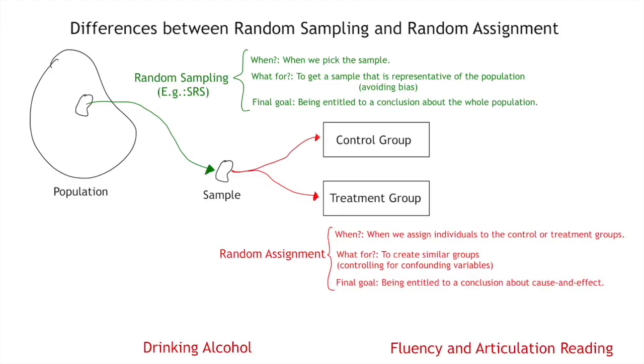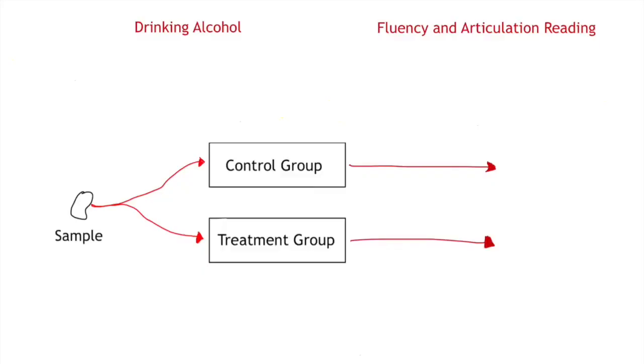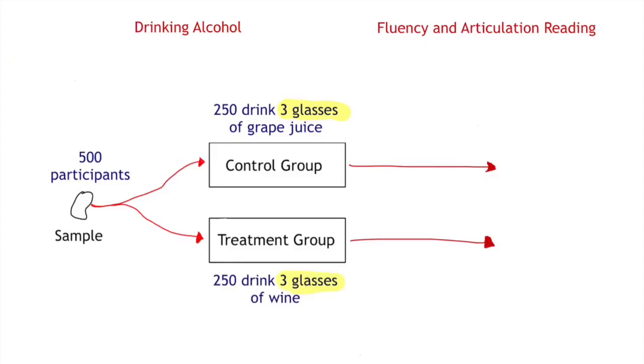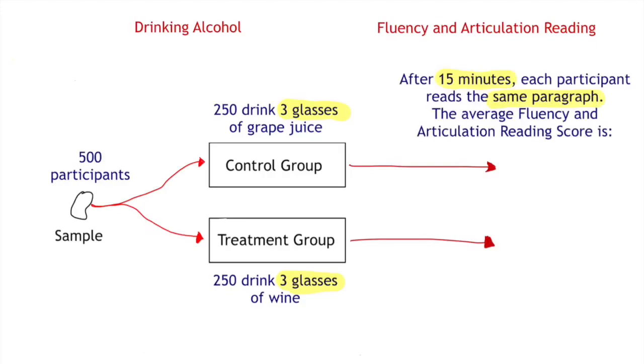Let's see this with an example. I will introduce the remainder of the vocabulary as we go over it. We want to study the relationship between drinking alcohol and fluency and articulation reading. We use 500 participants. Half will drink 3 glasses of grape juice and the other half will drink 3 glasses of wine. After 15 minutes, they will be asked to read the same paragraph out loud, and we will measure their fluency and articulation reading on a scale from 0 to 100.